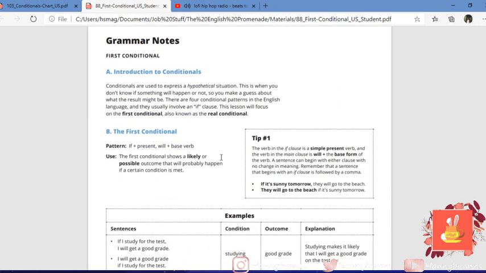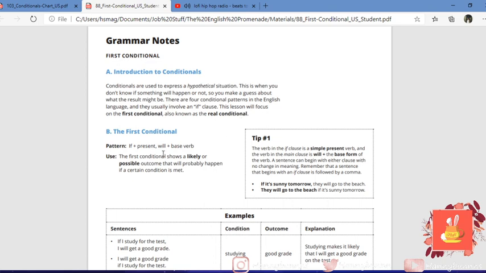All right, so we are now looking at grammar notes. The first conditional is an introduction to conditionals. Conditionals are used to express hypothetical situations. So the first conditional is a hypothetical question. This is when you don't know if something will happen or not, so you make a guess about what the result might be. There are four conditional patterns in the English language, and they usually involve if as a clause. This lesson will focus on the first conditional, also known as the real conditional.